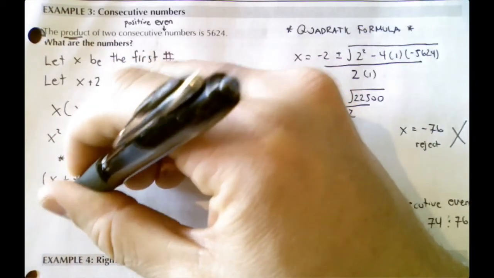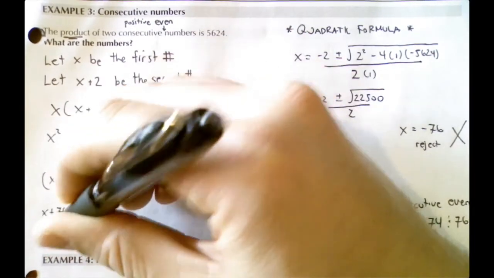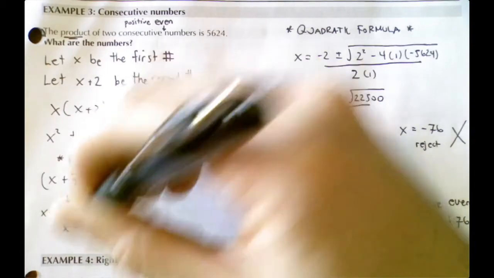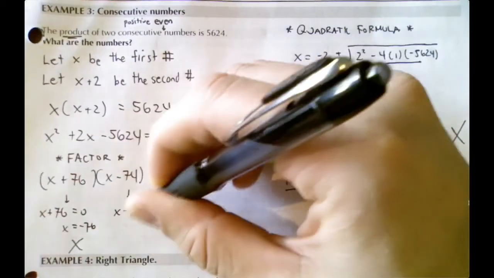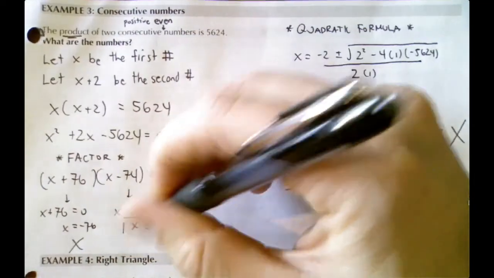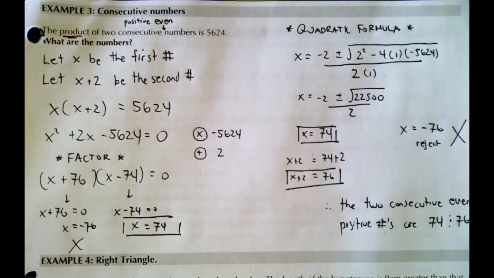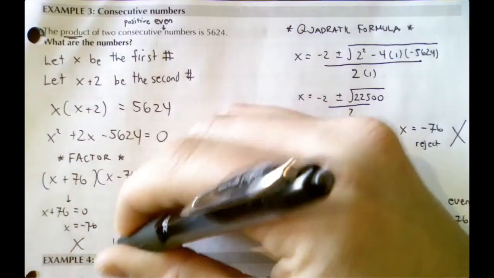Well, this one would give us our negative 76, which we would reject. This one would give us our 74, which is part of our answer. And the other answer just comes from adding 2 to get the 76.